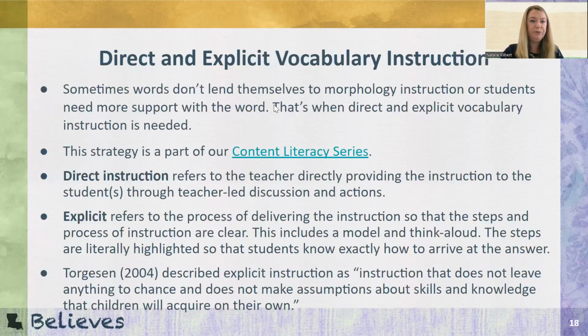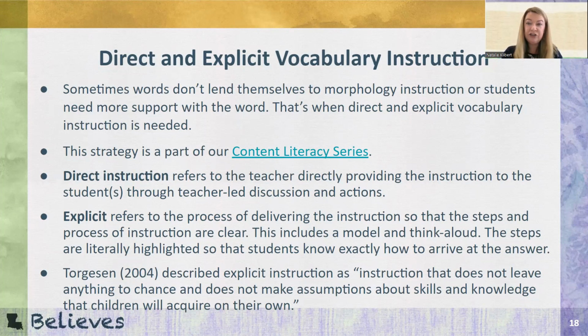That's just one example. So if morphology can't be done, if they're not word parts, but you still need students to really know and understand that word, apply that word, be able to analyze that word, evaluate that word, direct and explicit vocabulary instruction is the next leg of vocabulary. And there's lots of different vocabulary strategies. These are just two, but these are two that I found that have a lot of leverage, okay? Sometimes words don't lend themselves, like I said, to that morphology instruction. That's when this instruction is needed. This particular strategy is part of our content literacy series. I'm going to show you that before we get off together.